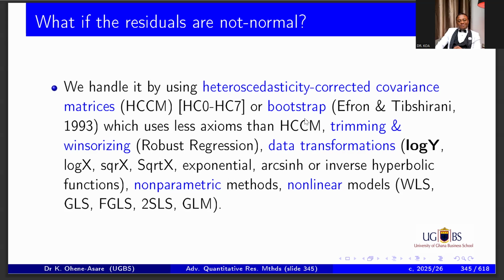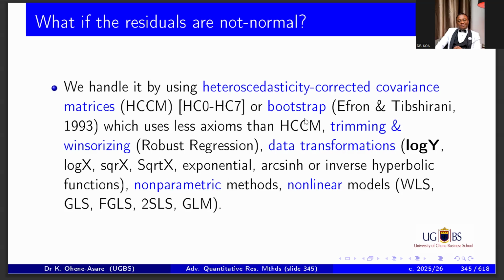heteroscedasticity. You can also use things like trimming and winsorizing, okay, which leads to robust regression. You can use data transformation. Instead of using the quantity demanded, you can rather do the log of quantity demanded. We can come to this later on, okay? And that will solve a lot of other problems, not only heteroscedasticity.